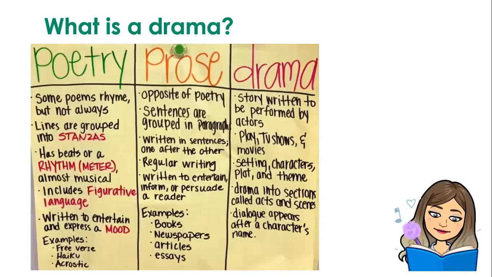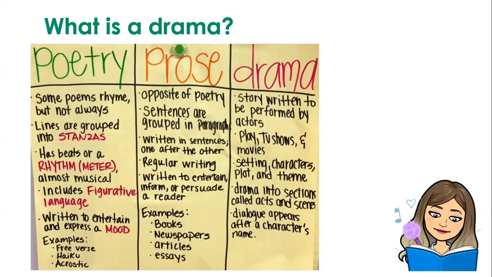So what is a drama? Over the past few weeks of school, we've talked a lot about poetry, and we've also talked about prose. Remember, prose is what most writing is. So when you read a book, it's likely that that book is written in prose unless it's written as a poem, like Love That Dog, or like a drama like we will look at today. A drama is a story that's written to be performed by actors.